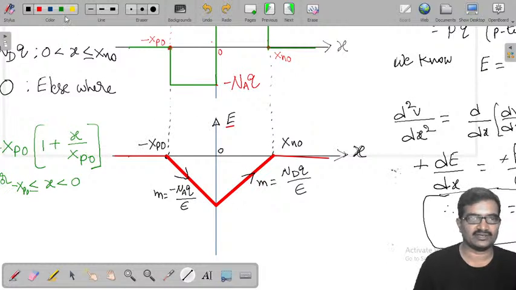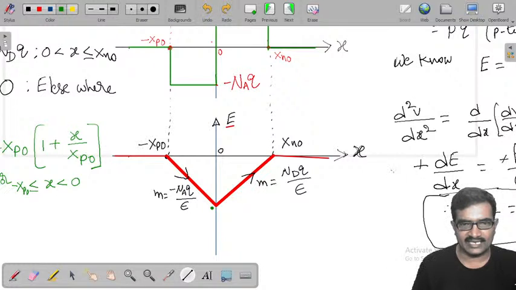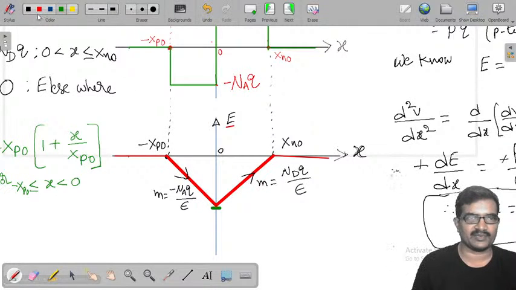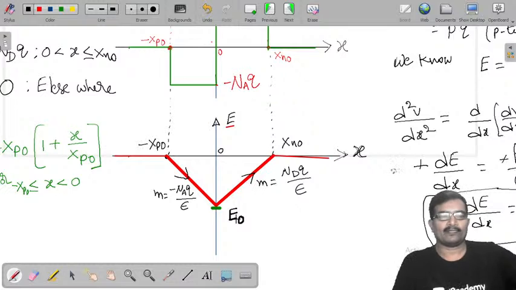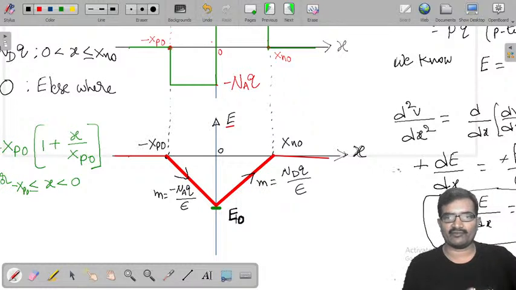And from this, you observed that it gives the maximum value at this point. So the maximum value of the electric field, which is negative, I am taking as E naught. Later we will do some work on this maximum electric field.